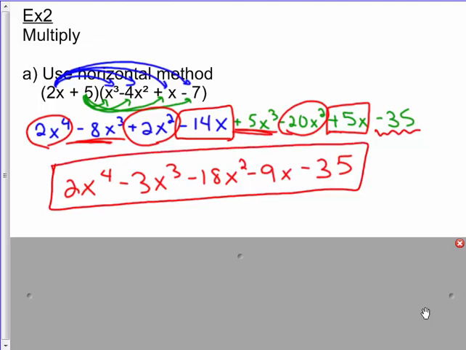That would be the horizontal method. If you want to do vertical, you could do vertical as well. That would be up to you.